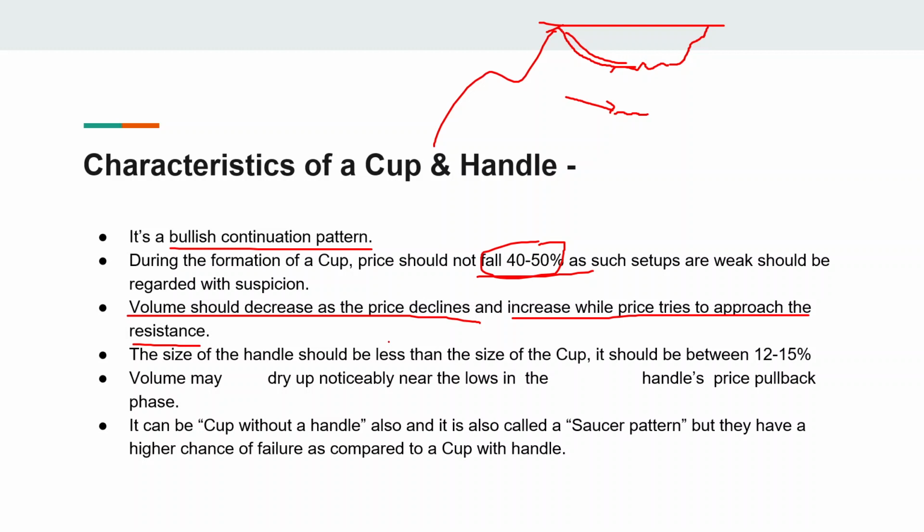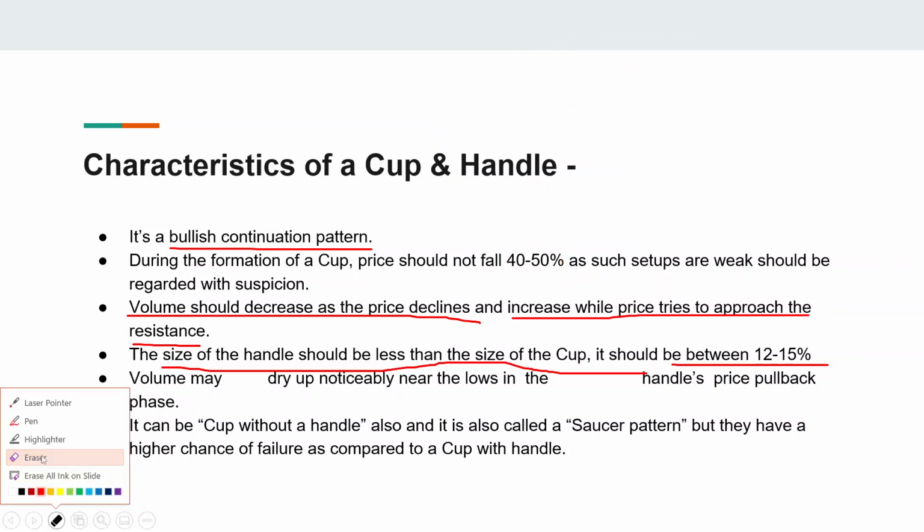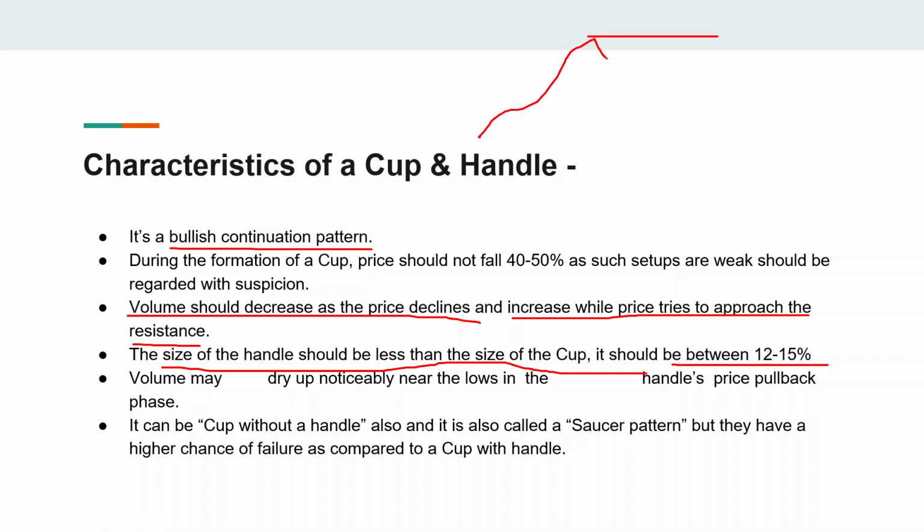So the next point you should keep in mind is the size of the handle should be less than the size of the cup, and it should be between 12 to 15%. So as I said, it's a cup with a handle. So after stock is, let me first remove all the drawings. Yeah, so a stock is in an uptrend and it faces a resistance, and now it's coming down and it forms a rounding bottom kind of formation, and again at that point, it faces a resistance because of the previous trapped sellers, and it again starts coming down.